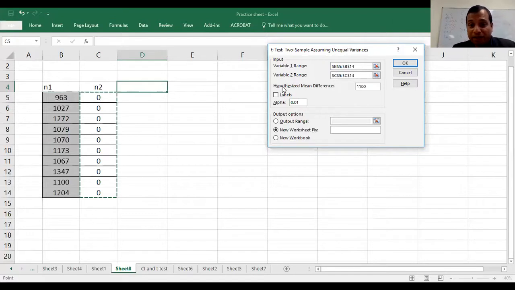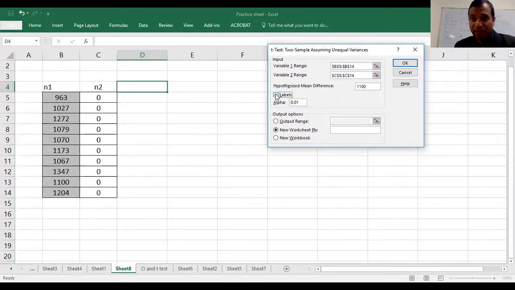Then they will be asking for the hypothesized mean difference. This is important. If you do not provide it, Excel will not give the right answer. What is the hypothesized mean difference? See the H0. What is the mu naught value? 1100 cm3. So you should provide how much? 1100. That is the hypothesized mean difference.